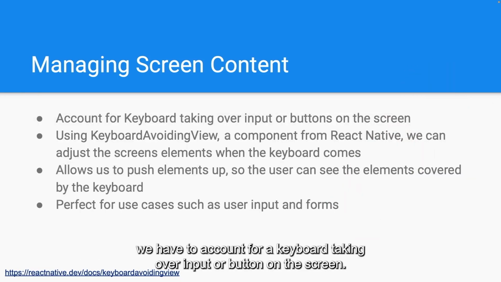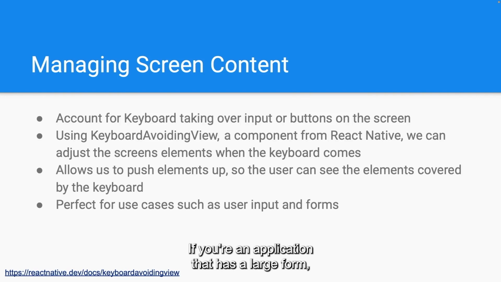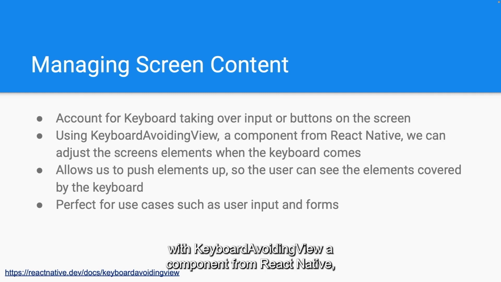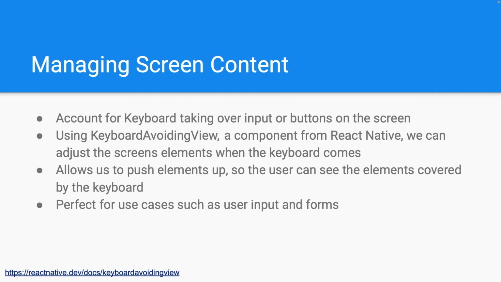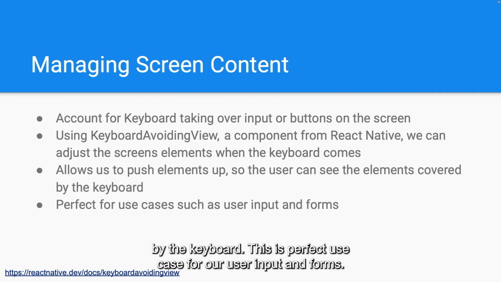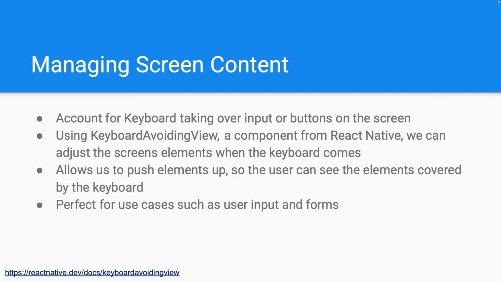When it comes to managing screen content, we have to account for our keyboard taking over input or buttons on the screen. If you have an application with a large form, that keyboard can get in the way and can affect the user experience. Luckily, with KeyboardAvoidingView, a component from React Native, we can adjust the screen's elements when the keyboard comes up. This will allow us to push elements up so the user can see the elements covered by the keyboard. This is a perfect use case for user input in forms.